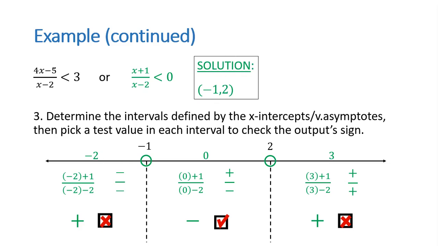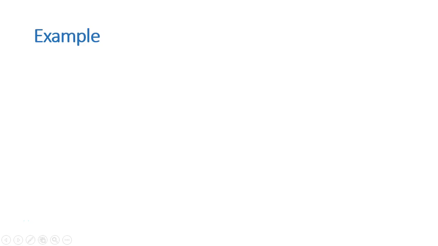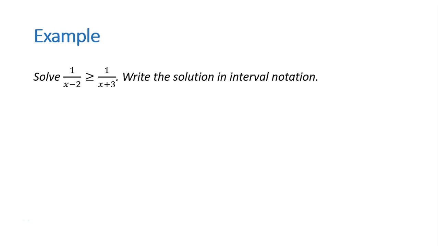So our solution is everything from -1 to +2, not including those endpoints because equality was not part of our inequality. Let's try one final example. We want to solve 1 divided by x minus 2 is greater than or equal to 1 divided by x plus 3. So our first step is to get everything on one side and get a 0 on the other side.